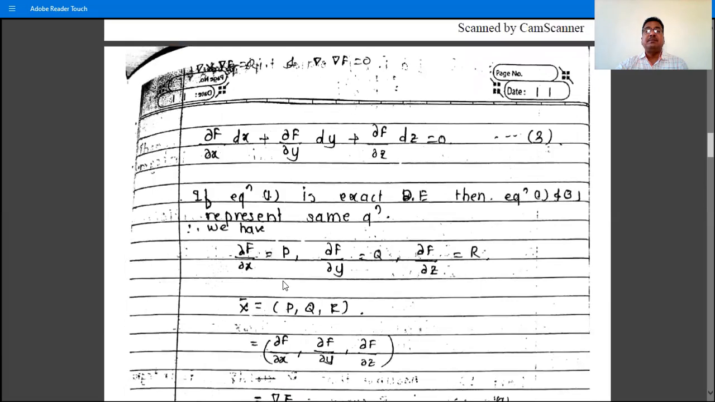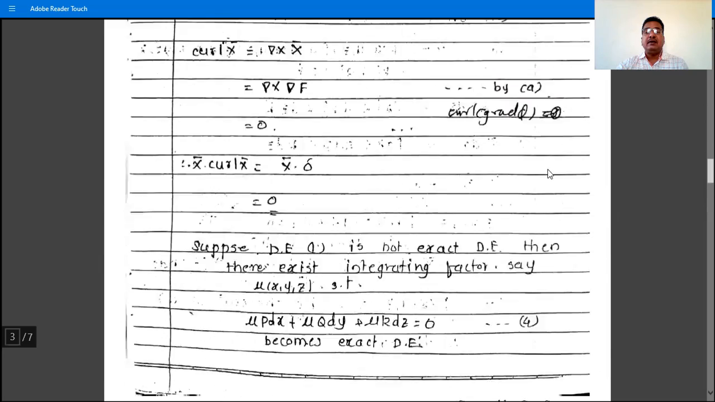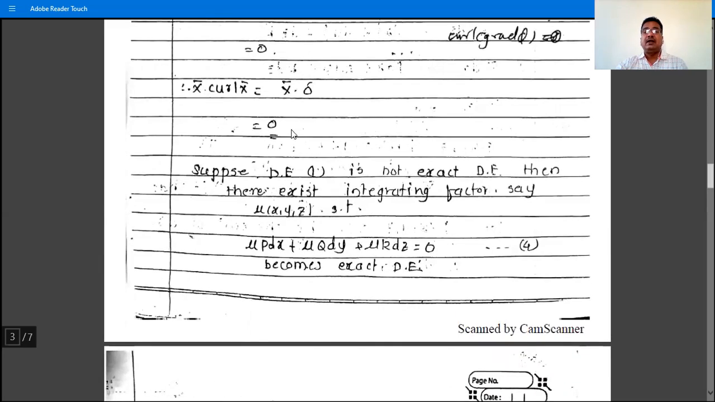And so this is part 1. That is, our assumption is what? X bar dot dr bar is integrable. Then we have that X bar dot curl X bar is 0.